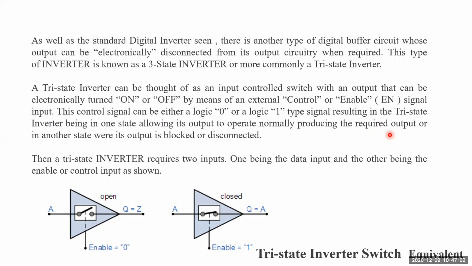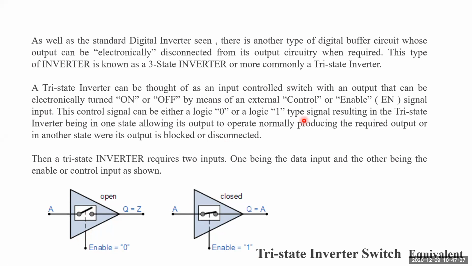One is input, the second one is output, and the third one is called a control signal, which is also called an enable signal. You will be using an enable or a control over here in the tri-state inverter. So this is the tri-state inverter diagram where, depending upon the enable, depending upon this control signal, the switch will be open, and in this case, whenever enable equal to 1, the switch will be closed.